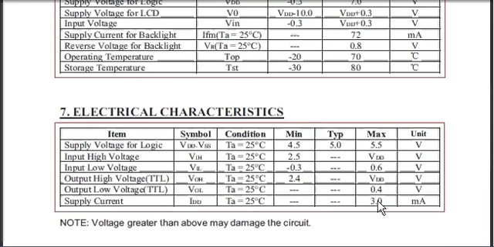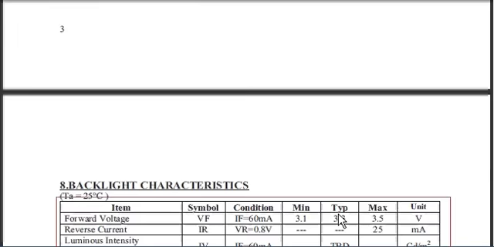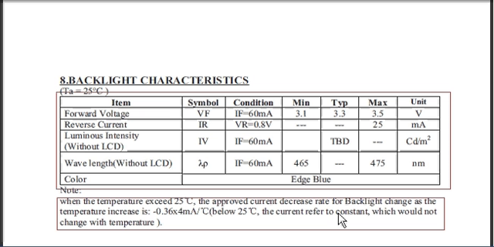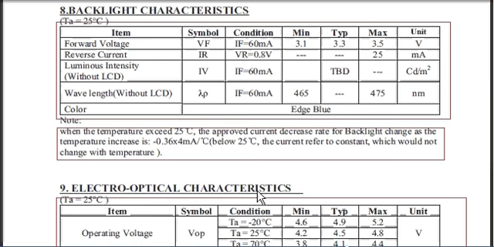This is the electronic characteristics of this module, which tells the engineer how to design the LCD. And this is the backlight information, including the voltage, current, and wavelength range. It also tells how the backlight will change with temperature.